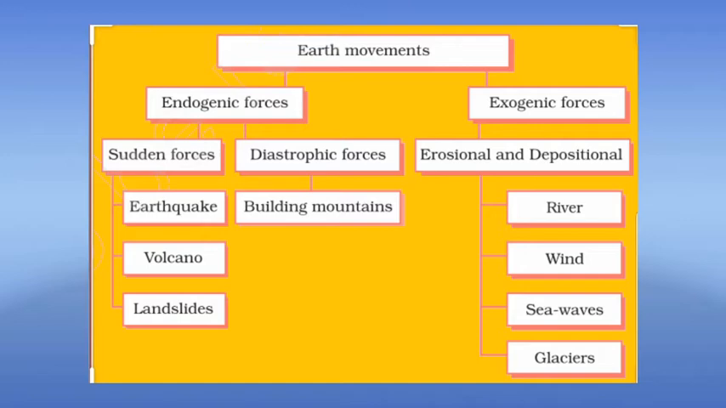Exogenic forces, the forces which originate on the Earth's surface, are called exogenic or gradational forces, children. They continuously wear down and rebuild the land surfaces, that is by erosion and deposition, done by rivers, wind, sea waves and glaciers. Because of these endogenic and exogenic forces, children, different landforms are formed on the earth. And to understand more clearly about these endogenic and exogenic forces, please watch this video.